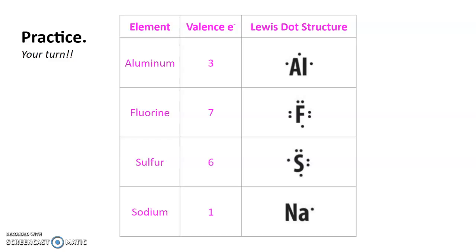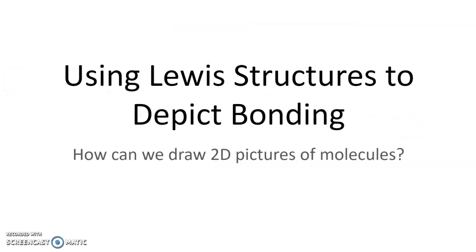So here we go. For aluminum, you should have found 3 valence electrons, and so aluminum would have 3 dots. Fluorine has 7 valence electrons, so it should have 7 dots. Sulfur has 6 valence electrons, so it would have 6 dots. Sodium just has 1 valence electron, so it would just have 1 dot. Very straightforward. Okay, so here's where it gets interesting.